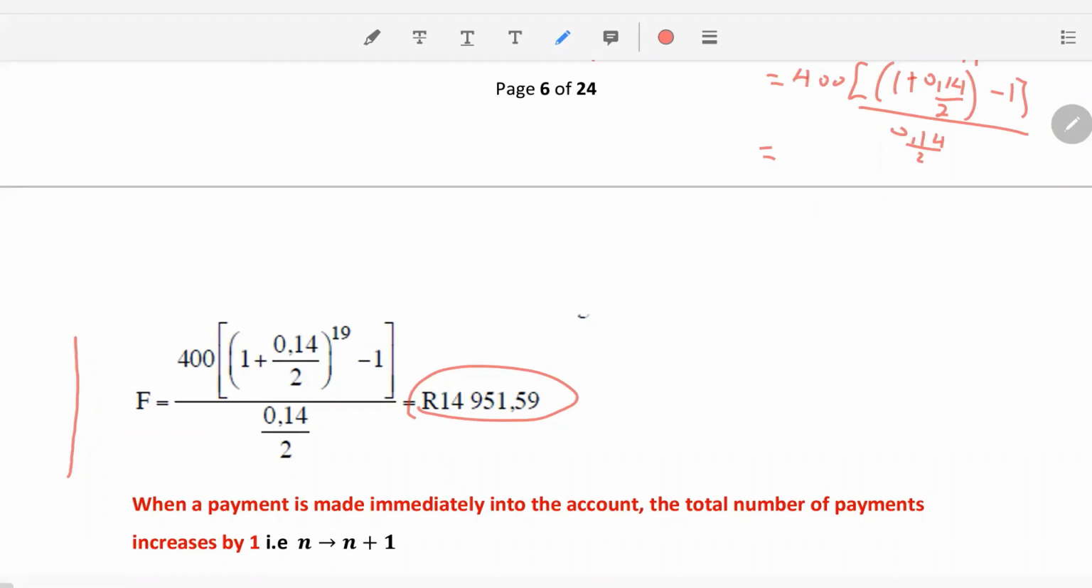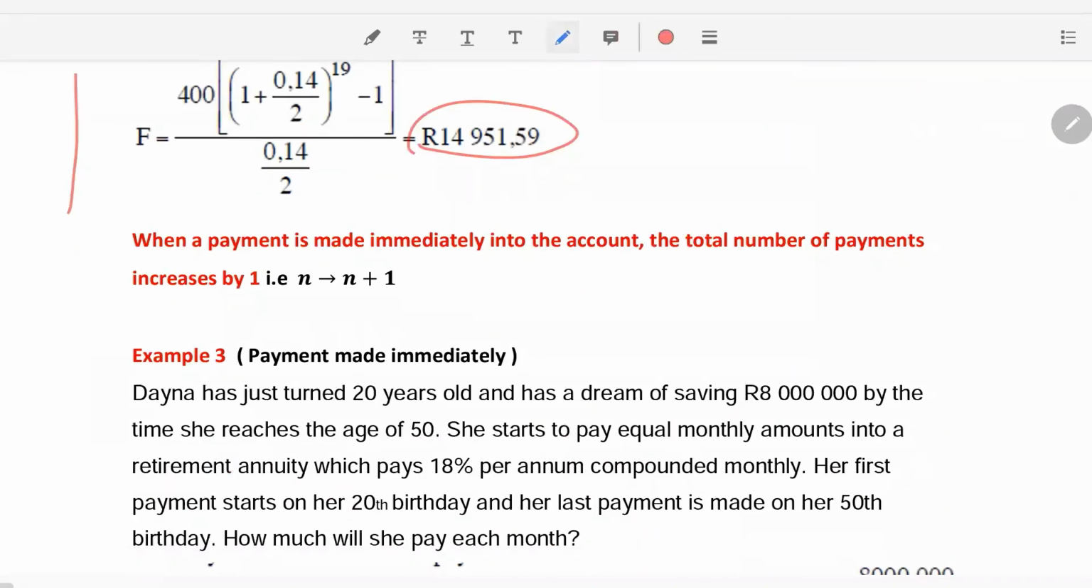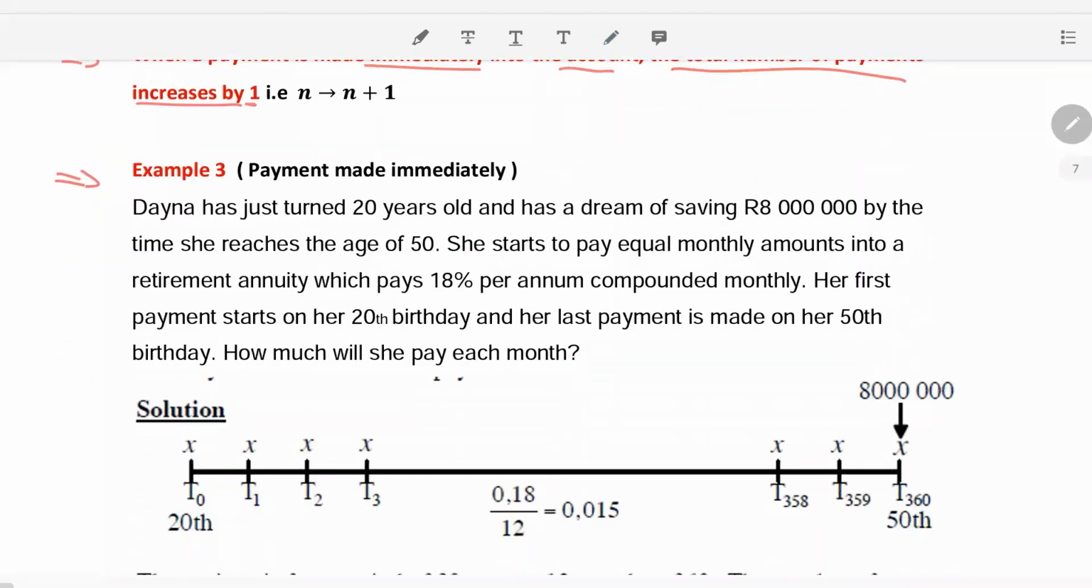Okay, that's good now. So there is a note here at the bottom that when a payment is made immediately into the account, the total number of payments increases by 1. So from n to n plus 1. Then example 3 is emphasizing that also.